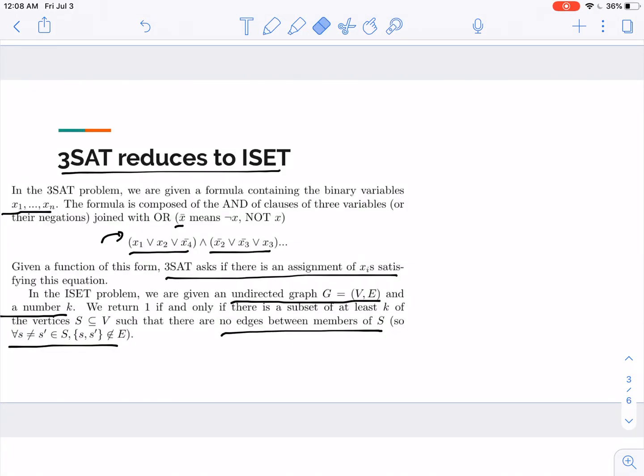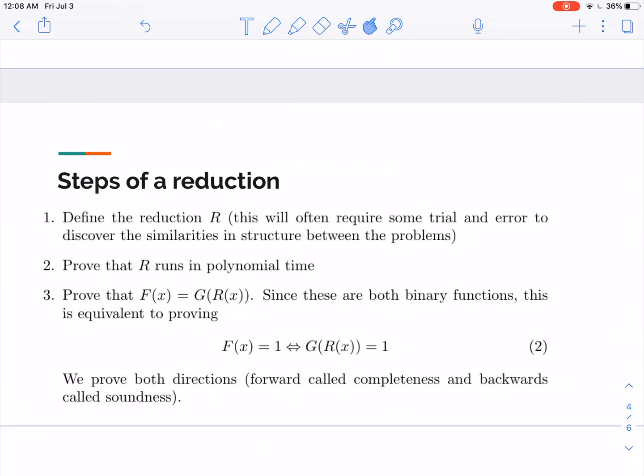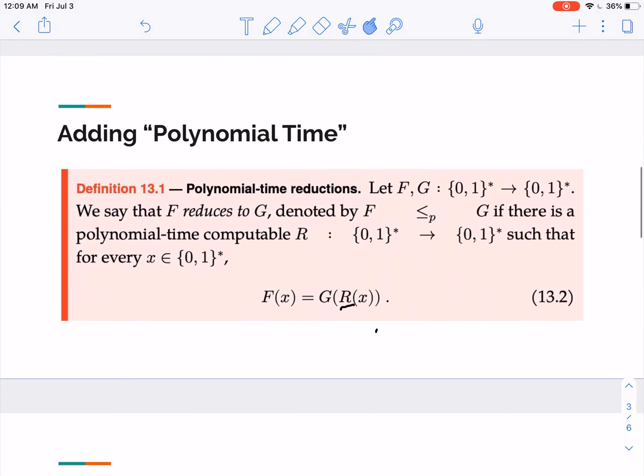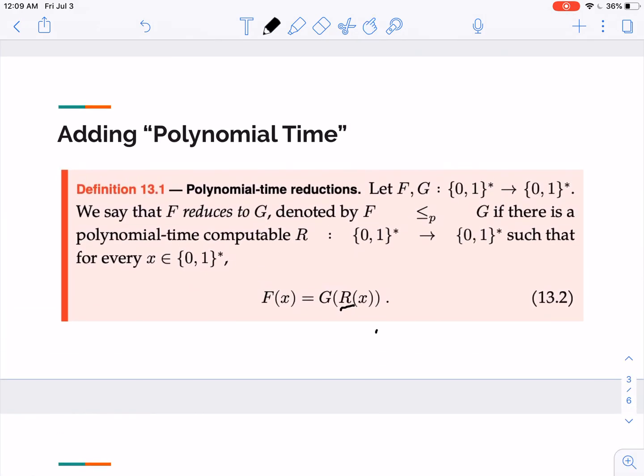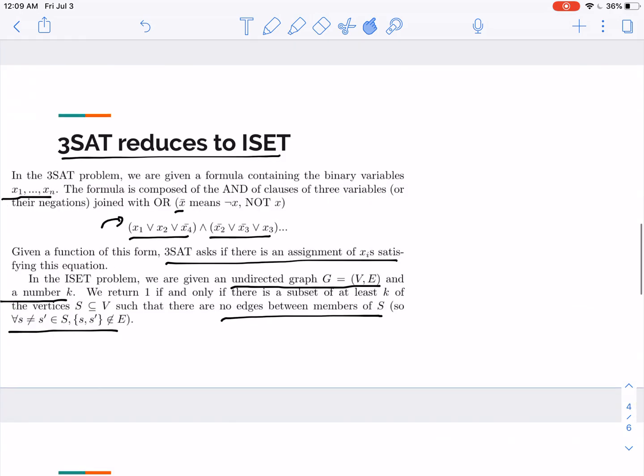So now let's discuss how to do the actual steps of a reduction. If we go back to our definition, remember that we need to show that there exists some polynomial-time computable R, and then that applying that and then G gives us F. So contextualizing in our example, we would want some R such that we apply R to a 3CNF, and then we get some graph, and then we apply the ISET solver to that graph, and then we get the correct answer for our 3SAT problem.